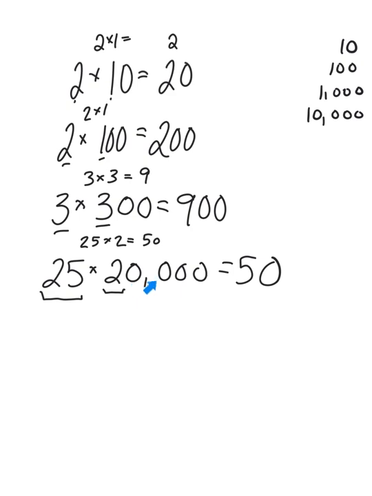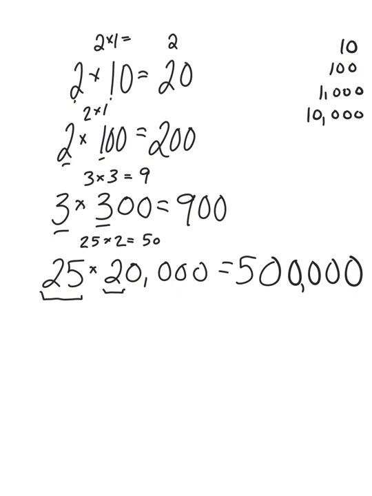I have 1, 2, 3, 4 zeros on this side of my equal sign. So I also need to have 4 additional zeros on this side of my equal sign. 1, 2, 3, 4. Then I just have to put my comma in the right place. Okay, let's do one more.